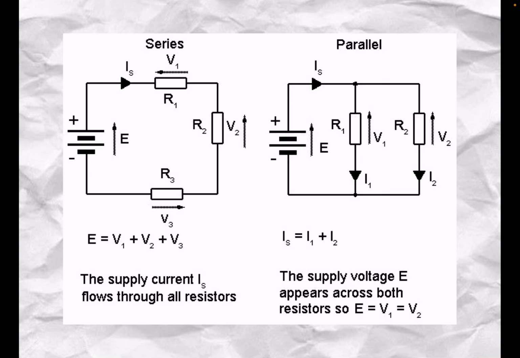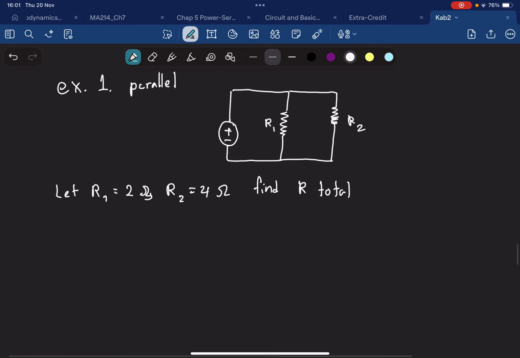So let's see my examples then. This one is a parallel circuit. I will let R1 equal 2 ohms and R2 equal 4 ohms. And the question is, I need to find R total. So when we do series, if R1 connects to R2, something like this, we can just add them together to get the R total.